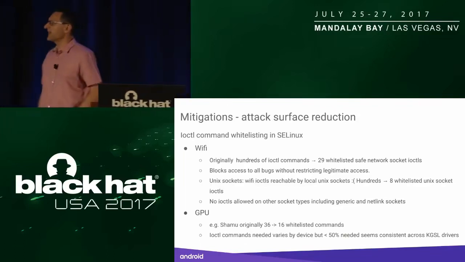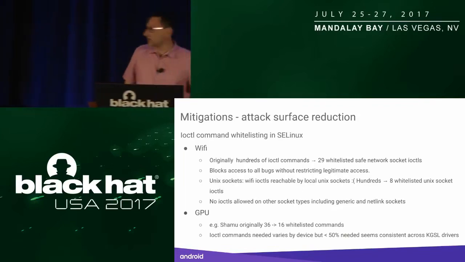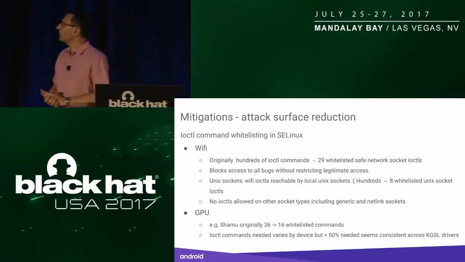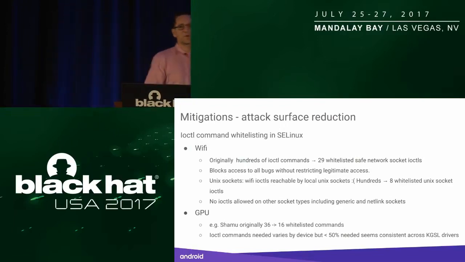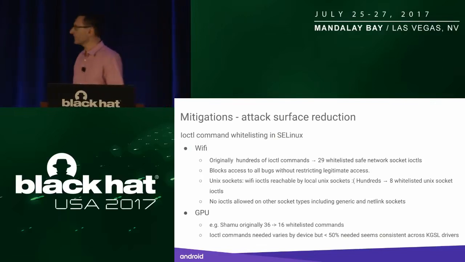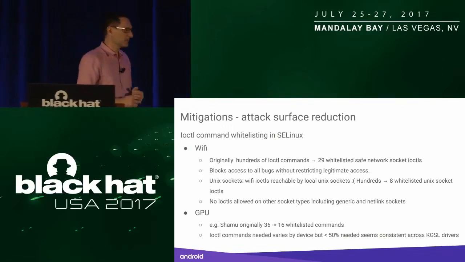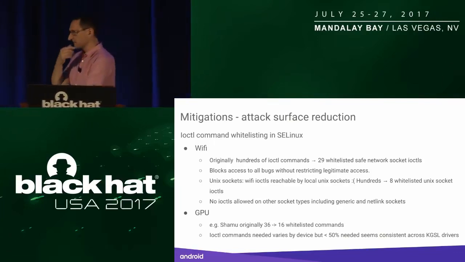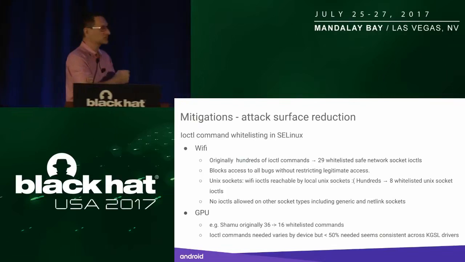And so what effect did this have on Android? Well, originally we found there were hundreds and hundreds of ioctl calls. However, when we actually looked at what ioctl calls were being used, there were only 29 networking ioctls that were ever used. So out of the hundreds, we were able to turn off the vast majority of them with literally no functionality loss. I was very excited about that. There were some very peculiar Wi-Fi socket ioctls that were accessible through Unix domain sockets. We were able to turn those off because we found literally there were no legitimate users in user space.